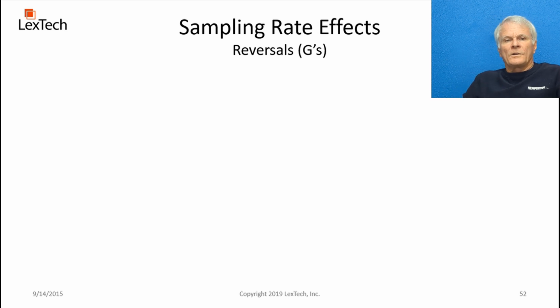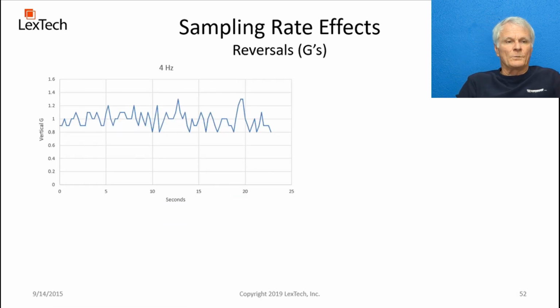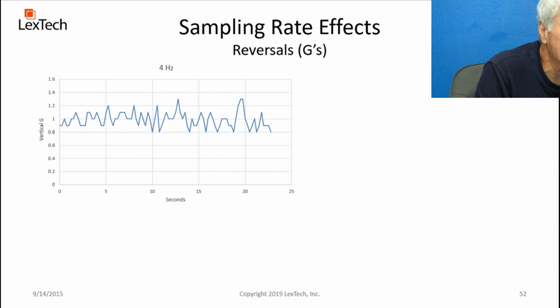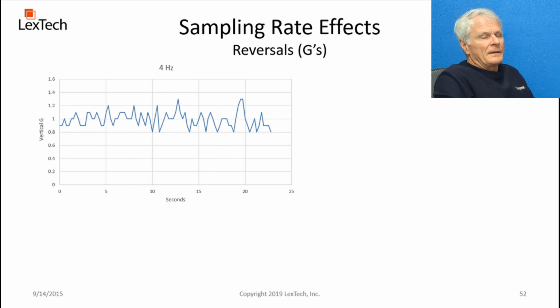Now, also I want to look at sampling rate effects, because when you look at the reversal data, here's a sample of roughly 23 to 24 seconds of data, and you can see that there are some gaps. So it looks like 4 Hertz sampling rate wasn't quite enough. Probably should have had higher sampling rates.